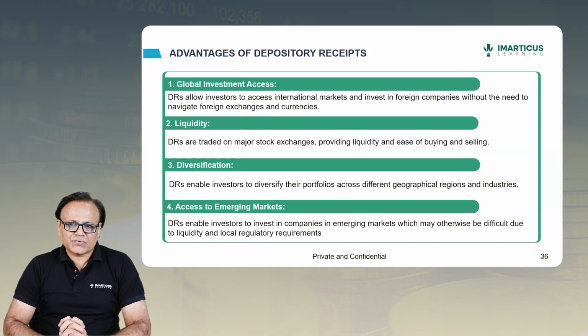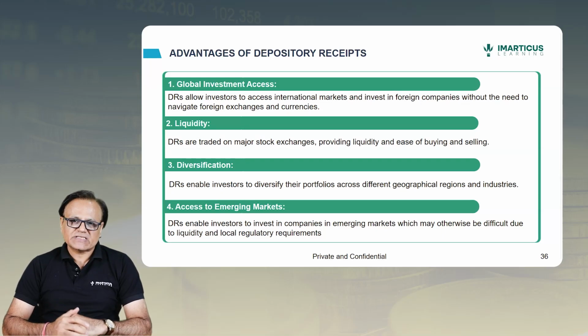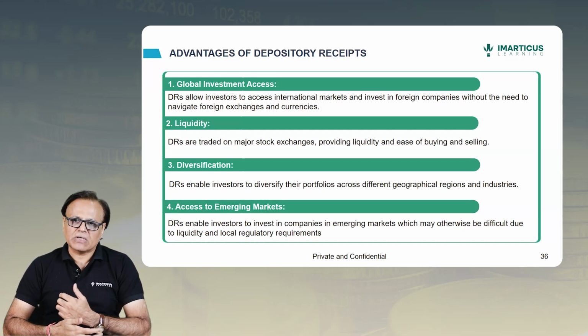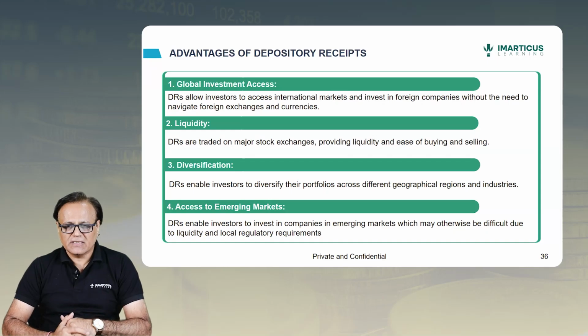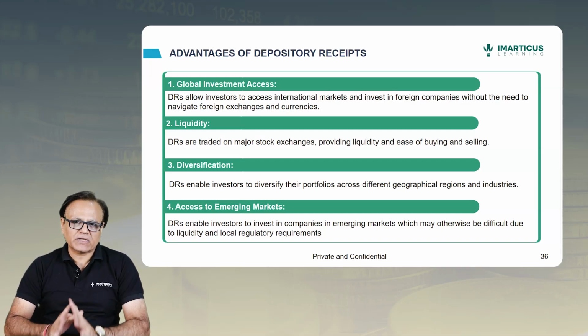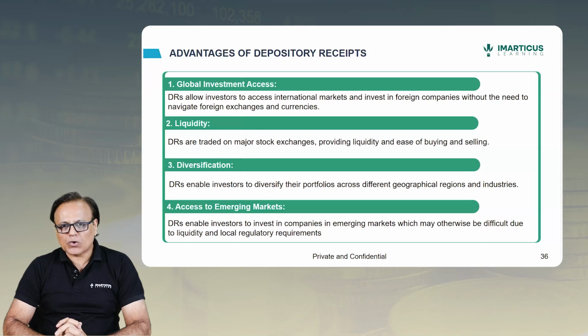Finally, access to emerging markets. DRs enable investors to invest in companies from the emerging markets. Let's take an example, emerging markets like Taiwan or Brazil. It may be very difficult for someone sitting in Europe or America to be able to invest in a local company in Taiwan or Brazil. Here's where DRs come into play and enable the investors to invest in these companies without having to be worried about the liquidity or the local regulatory requirements of those countries.